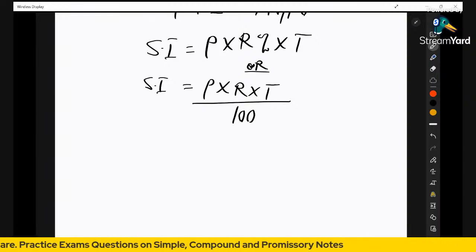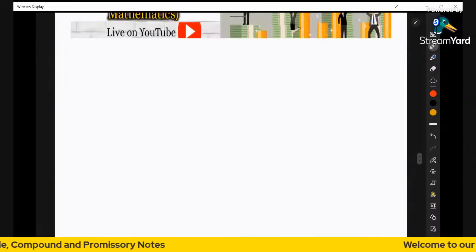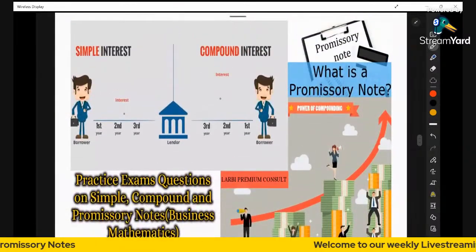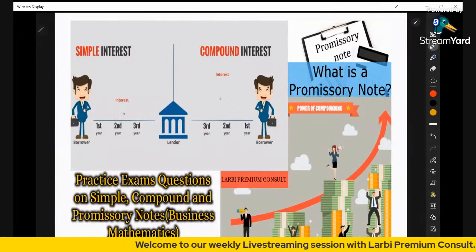So if you can see from here, let me show you my diagram here. I hope you can see this. You see simple interest is actually, I hope you can see this arrow. Let me try to zoom it.